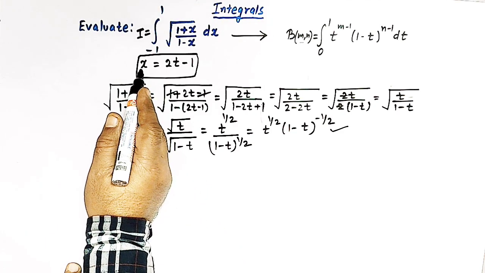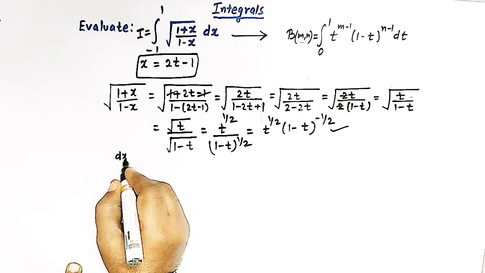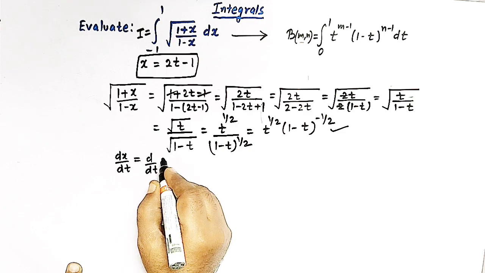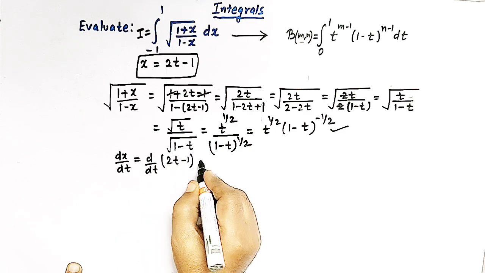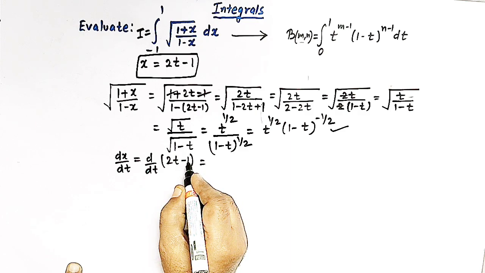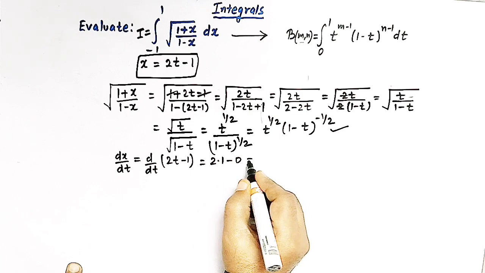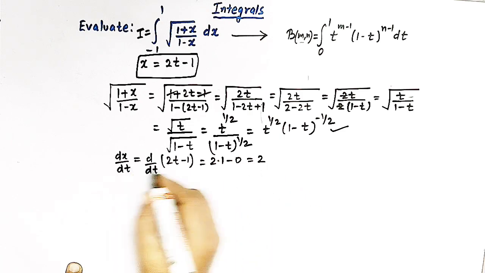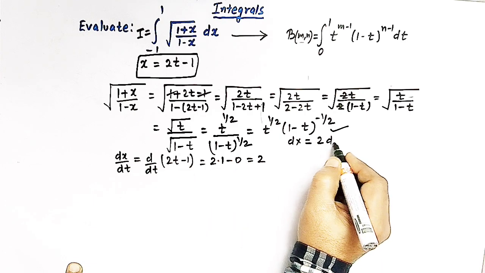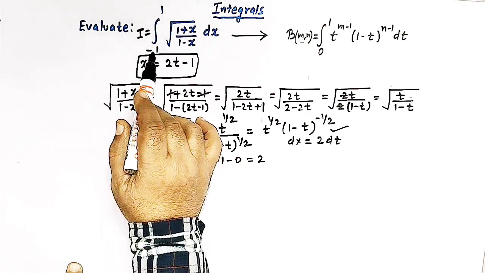So now let us differentiate x with respect to t. So we can now write dx over dt is equal to the derivative, that is d by dt of 2t minus 1. So here the derivative of t is 1 and derivative of 1 is 0. So we have 2 times 1 minus 0, that is equal to 2, right? So we can now write dx is equal to 2 dt, right? Okay, now let us change the limit.